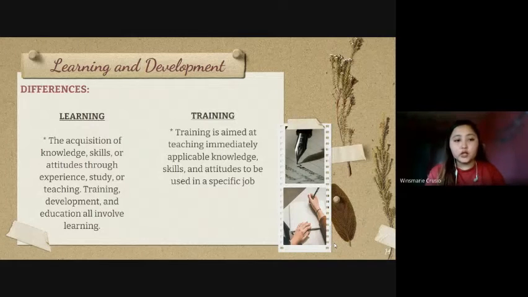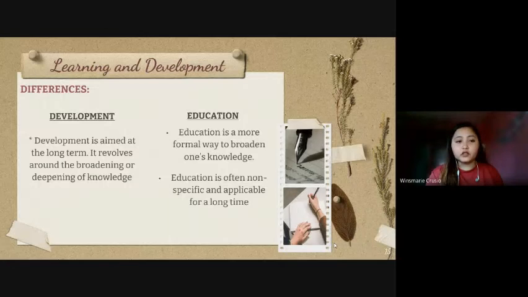First, learning: the acquisition of knowledge, skills, and attitudes through experience, study, or teaching. Training, development, and education all involve learning. Training is aimed at teaching immediately applicable knowledge, skills, and attitudes to be used in a specific job. Development is aimed at the long term. It revolves around the broadening or deepening of knowledge, and all this has to fit within one's personal development goals and the future goals of the organization. Development usually happens voluntarily. Education is a more formal way to broaden one's knowledge. Education is often non-specific and applicable for a long time.